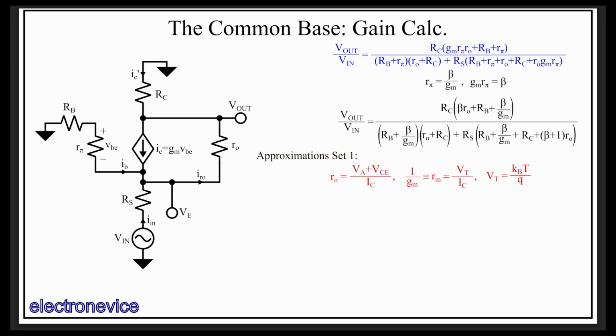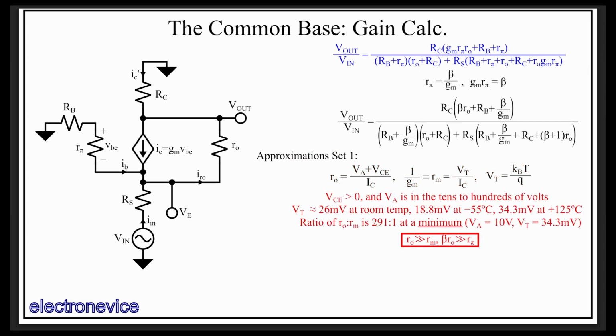Recalling the equations for RO, VT, and RM equal to 1 over GM, we note that VCE is always greater than 0 in the forward active region, and that the Early voltage, VA, is from tens of volts to hundreds of volts. The thermal voltage is 26 millivolts at room temperature and is directly proportional to absolute temperature in Kelvin, so it doesn't change by orders of magnitude over normal temperature ranges.